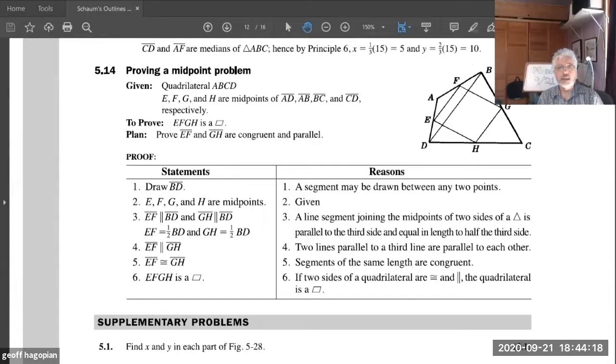E, F, G, and H are midpoints of the 4 sides, respectively. And to prove, when they say respectively, is it clear what they mean? Like E is the midpoint of AD, F is the midpoint of AB, and so on. So, yeah, in respect to position in the statement. We would like to prove that the quadrilateral EFGH is a parallelogram.